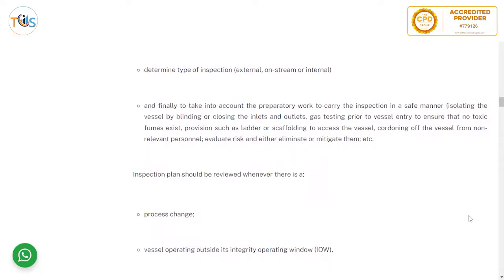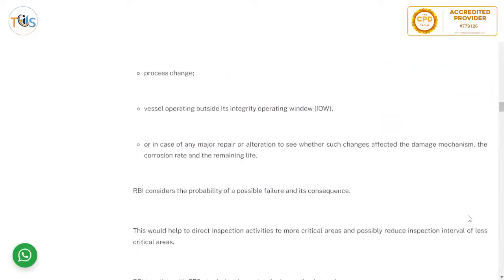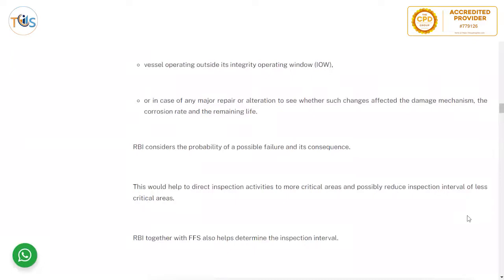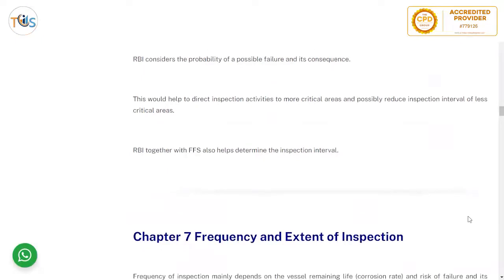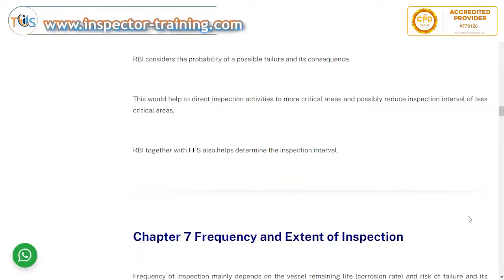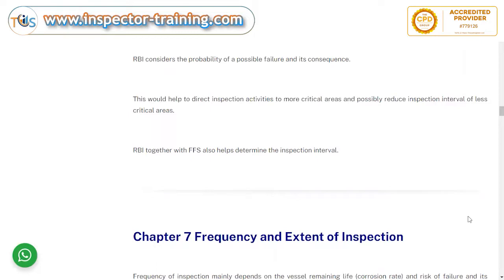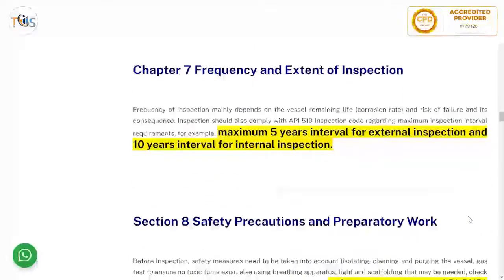The inspection plan shall be reviewed whenever there is a process change, the vessel operates outside its integrity operating window, IOW, or in case of any major repair or alteration, to see whether such changes affect the damage mechanism, the corrosion rate, and the remaining life. RBI considers the probability of a possible failure and its consequence. This would help to direct inspection activities to more critical areas and possibly reduce inspection intervals of less critical areas. RBI, together with FFS, also helps determine the inspection interval.